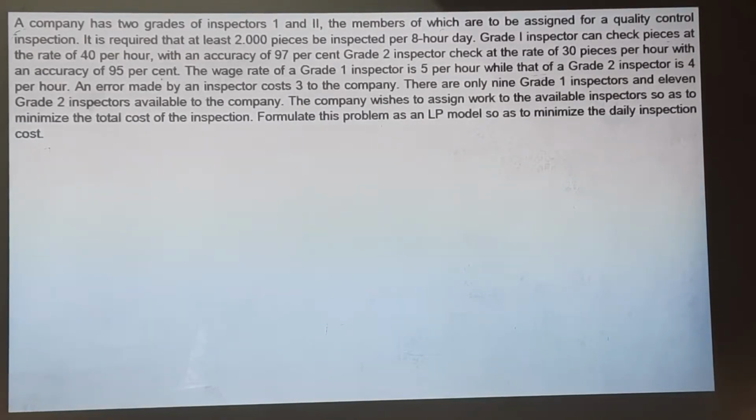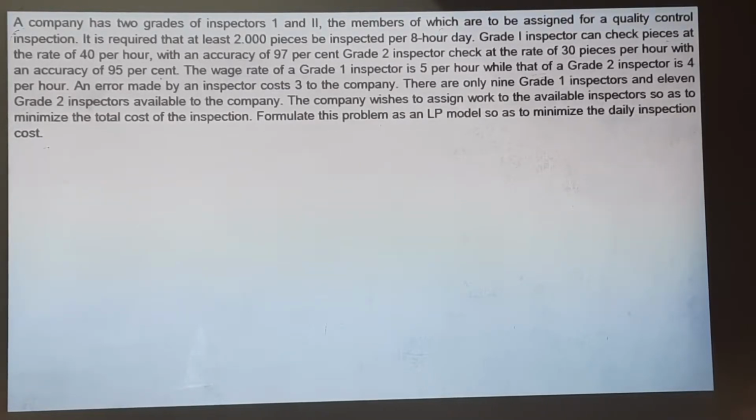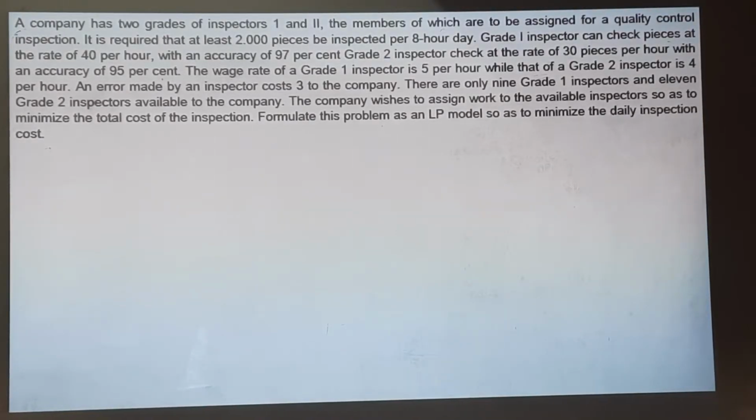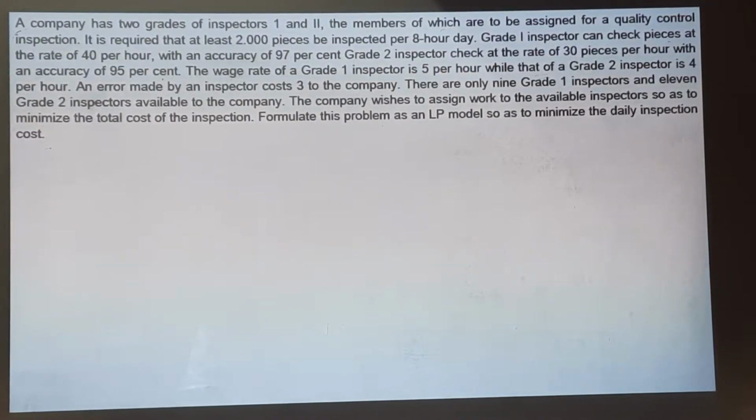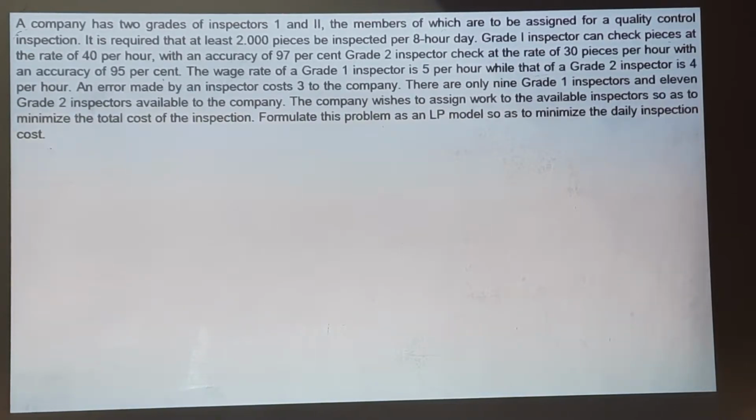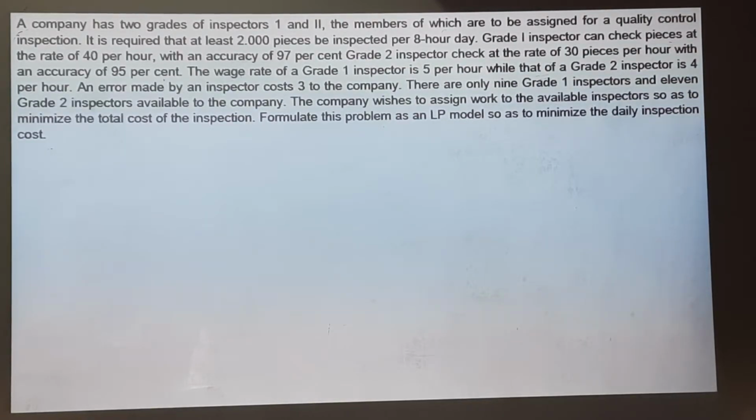With an accuracy of 97%, grade 2 inspector checks at the rate of 30 pieces per hour with an accuracy of 95%. The wage rate of grade 1 inspector is 5 per hour, while that of grade 2 inspector is 4 per hour. An error made by an inspector costs 3 to the company. There are only 9 grade 1 inspectors and 11 grade 2 inspectors available to the company. The company wishes to assign work to available inspectors so as to minimize the total cost of the inspection. Formulate this problem as an LP model so as to minimize the daily inspection cost.